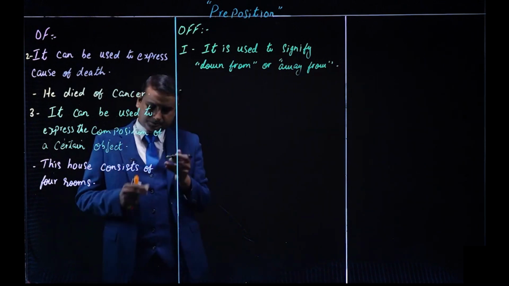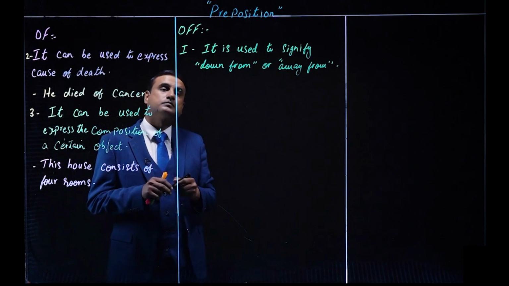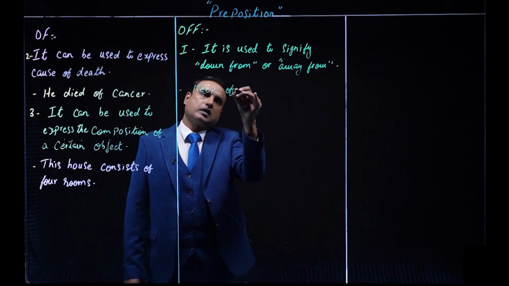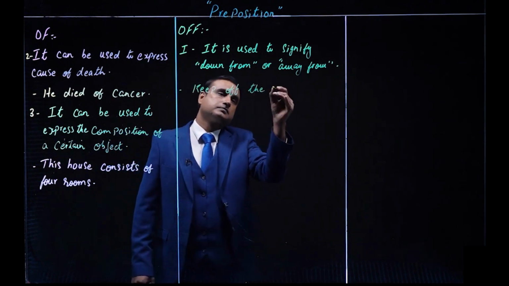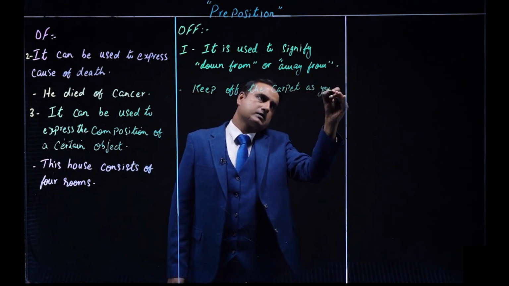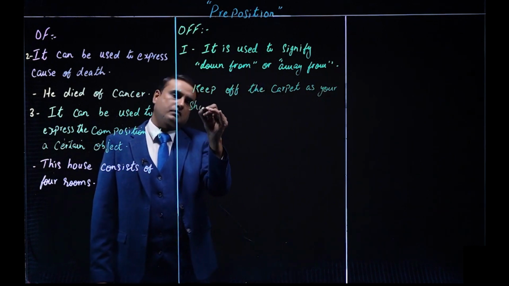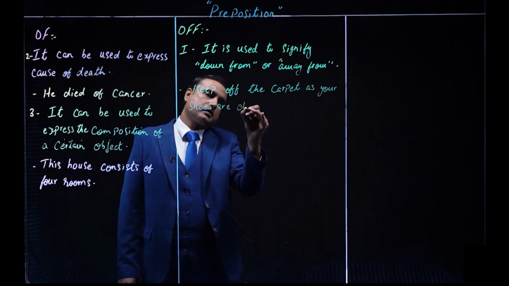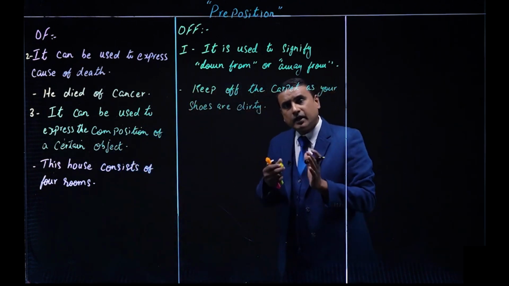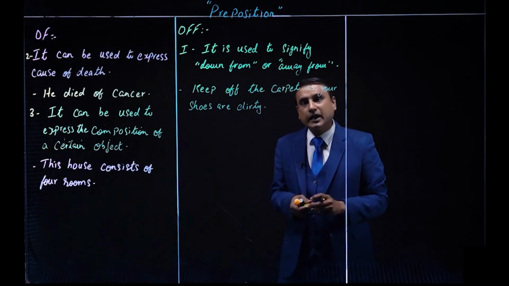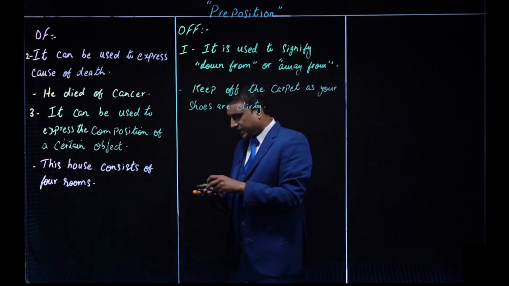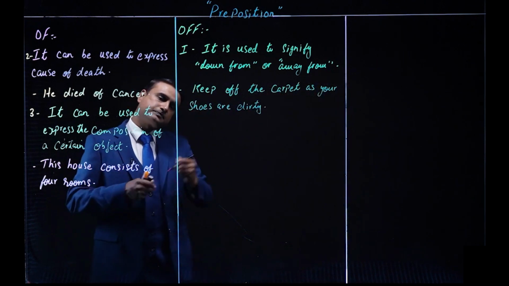Just like I say, keep off the carpet as your shoes are dirty. Here I want to communicate that you should stay away from the carpet. इससे तुम्हें क्या रहना है? तुमने दूर रहना है, because तुम्हारे जूते गंदे हैं, तुम इसे खराब कर दोगे. तो यहाँ पर क्या आएगा? यहाँ पर ओ डबल एफ वाला ऑफ आएगा.